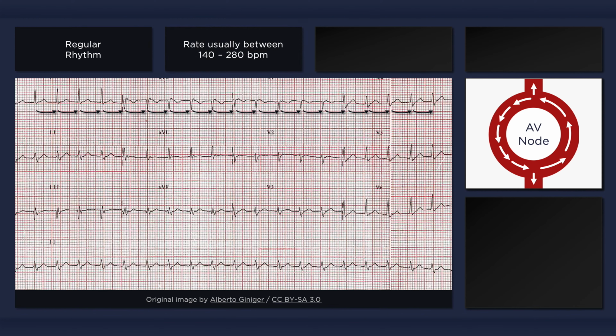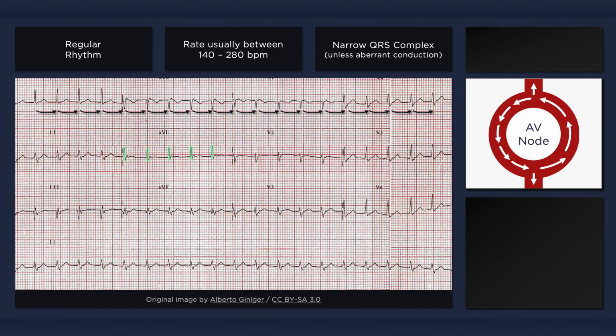The ventricular rate is rapid, usually between 140 and 280 beats per minute. Anterograde activation of the ventricles via the normal pathways from the AV node results in a narrow QRS complex. However, pre-existing aberrancy, such as left bundle branch block, can result in an AVNRT rhythm with a wide QRS complex.